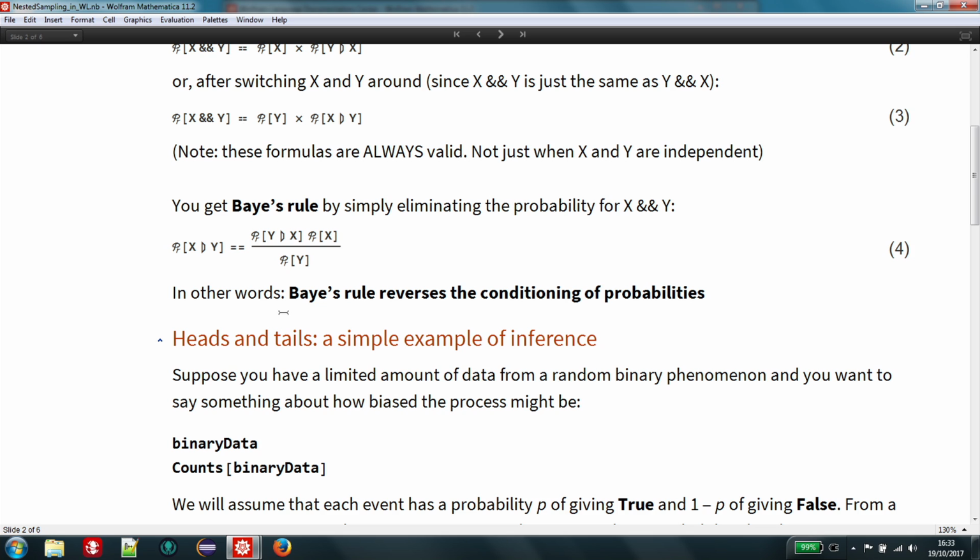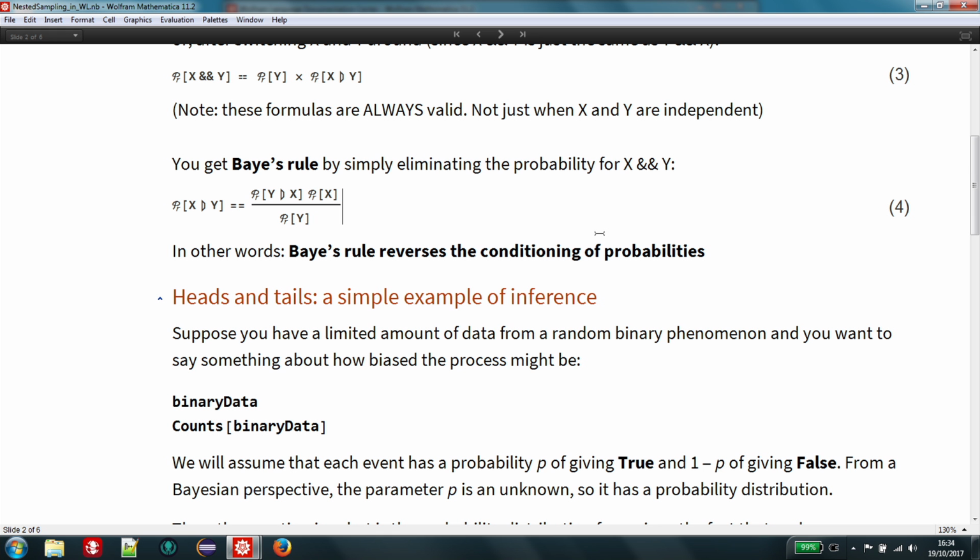Bayes' rule gives you the probability that X is true given Y in terms of the probability that Y is true given X. And then there are these probabilities of X and Y that you need in order to compensate for switching the conditioning around. This is very powerful because if you're doing reasoning, you will very often encounter situations where you have to swap around what you know and what you don't know. That's what Bayes' rule basically does. It allows you to swap dependencies.